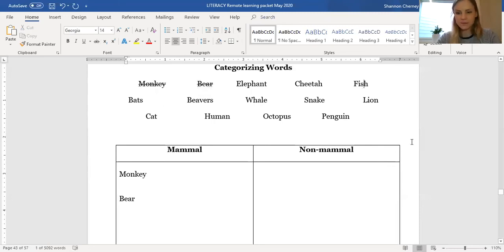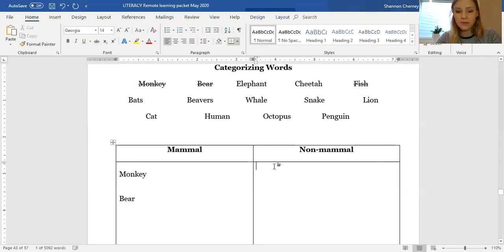Fish. Does a fish lay eggs? And does a fish have hair or fur? So the answer to does a fish lay eggs is yes. And does a fish have hair or fur? No, a fish lays eggs and has scales. So what we would do is put fish in the non-mammal category.